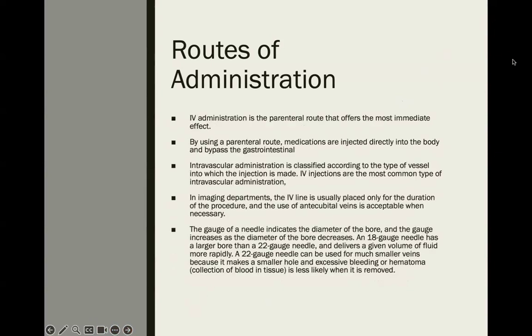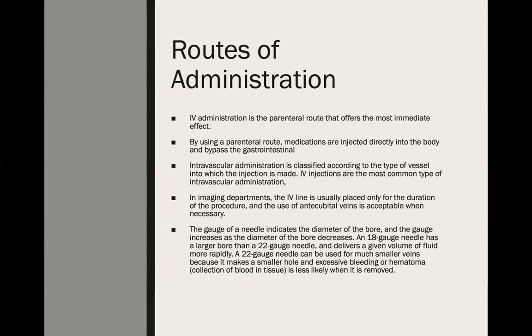So IV administration is also the parenteral route. And this is going to be the route that offers the most immediate effect. So by using this route, medications are injected directly into the body, bypassing the gastrointestinal tract. This type of administration is classified according to the type of vessel in which the injection is made. So IV injections are the most common type of intravascular administration.